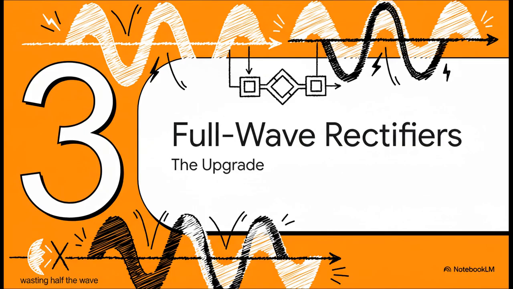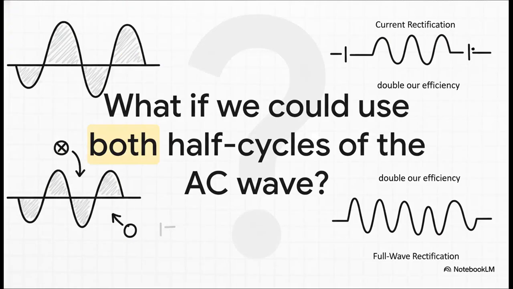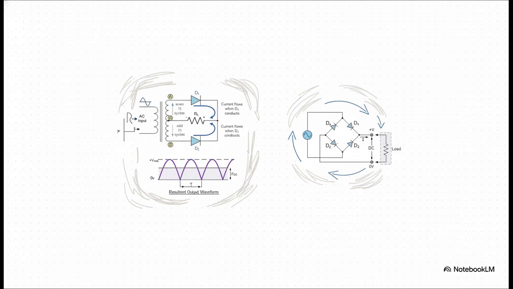So naturally, engineers came up with a much, much smarter solution, the full-wave rectifier. The whole goal here is to stop wasting half of that beautiful AC wave. And this right here is the big aha moment. This is the innovative question. What if, instead of just blocking that negative part of the wave, we could somehow grab it, flip it upside down, and turn it into another positive pulse? If we could do that, we could double our efficiency and get much smoother power.